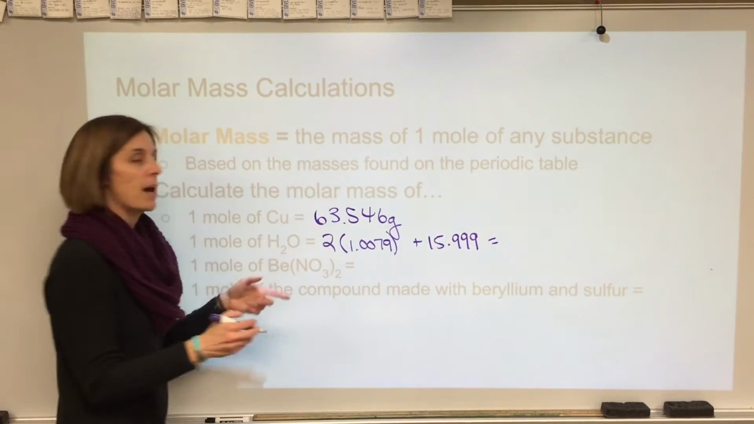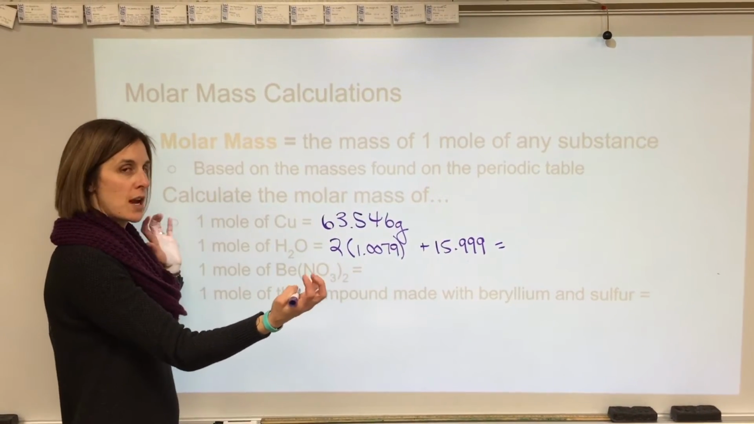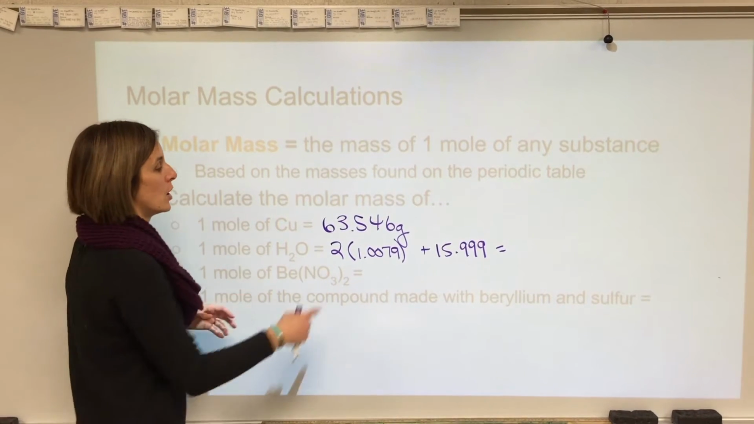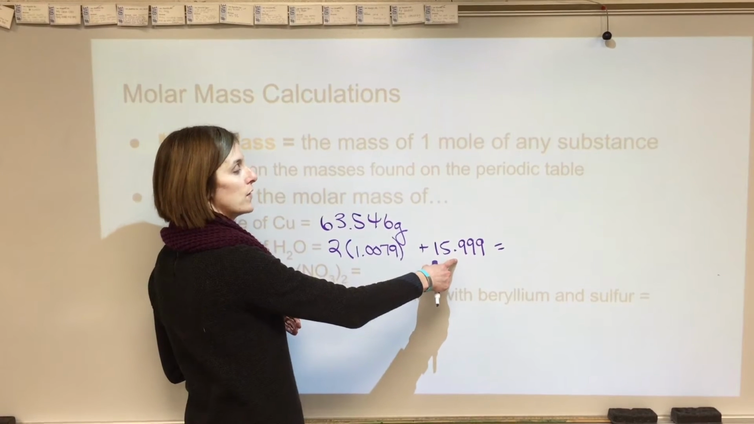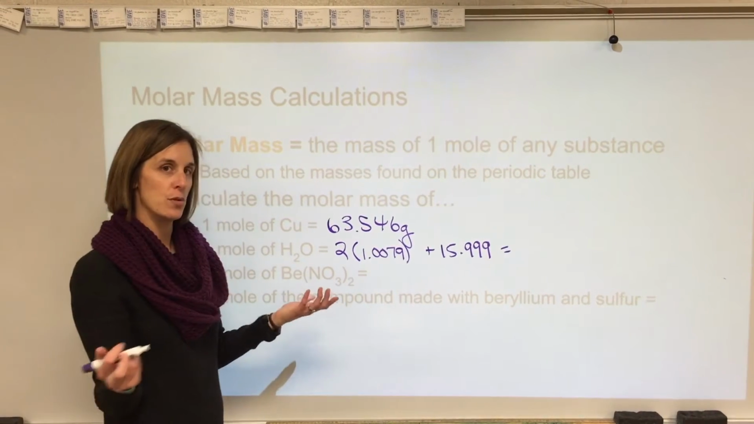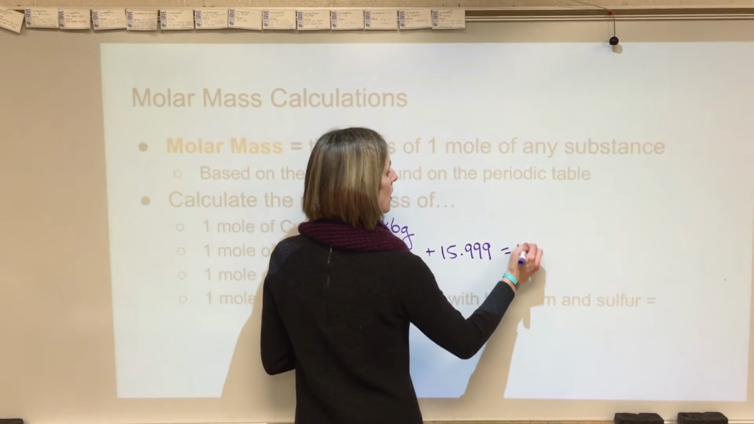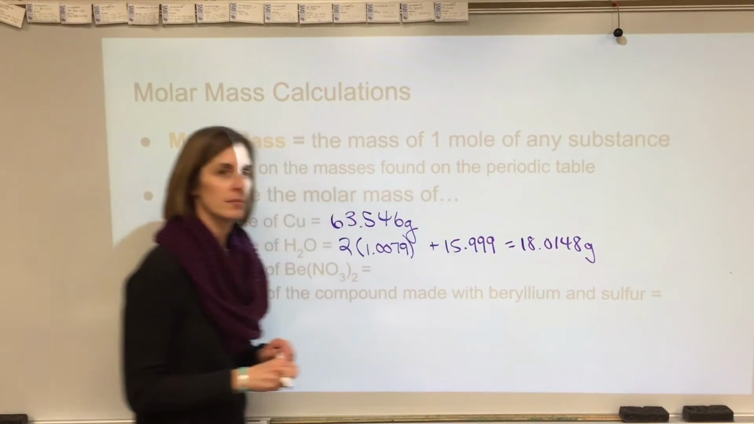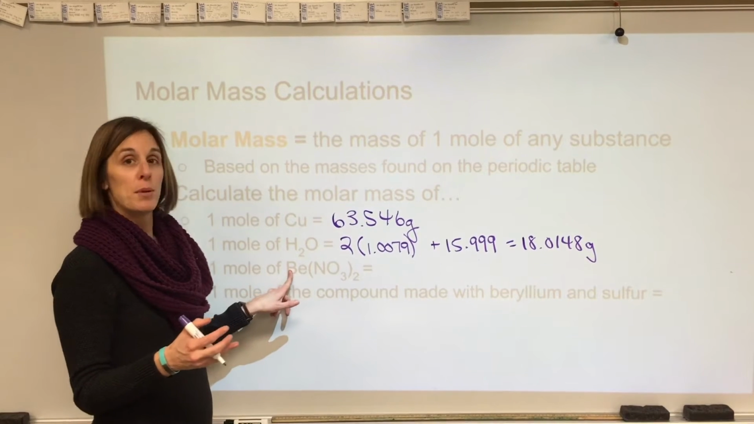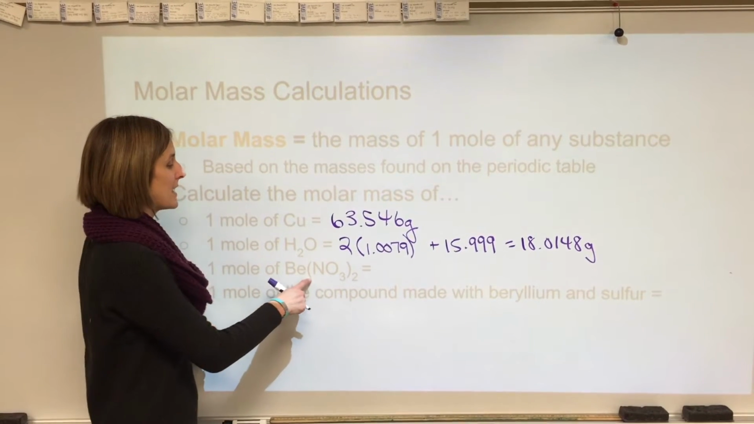Now when we're doing these problems, you're just going to take all the numbers you see on your calculator at the end of your math. So I would do 2 times 1.0079, and I would add it to 15.999. And when you do that in your calculator, you get a mass of 18.0148 grams.